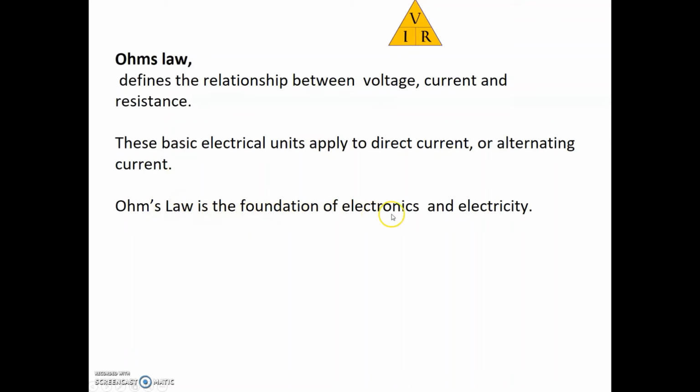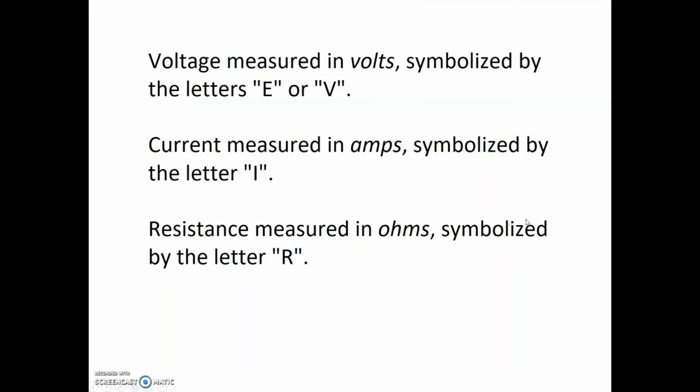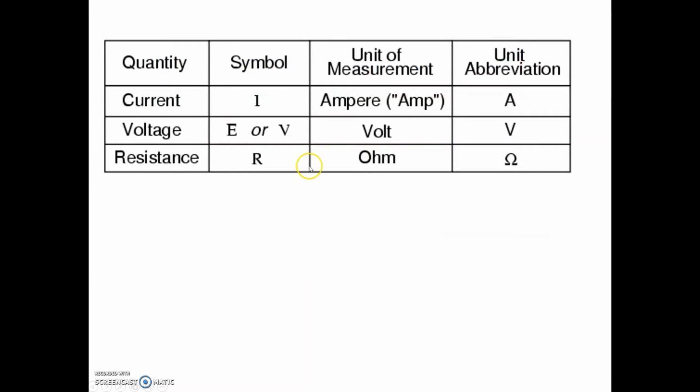Ohm's law is the foundation of electronics and electricity. That is the truth. Voltage is measured in volts, so there's a unit for voltage. The units are volts. Volts are symbolized with a V. Current is measured in amps, and current is symbolized with the letter I. Oh, I'm sorry, voltage is symbolized by the letter E or V. Resistance, measured in ohms, is symbolized by the letter R.